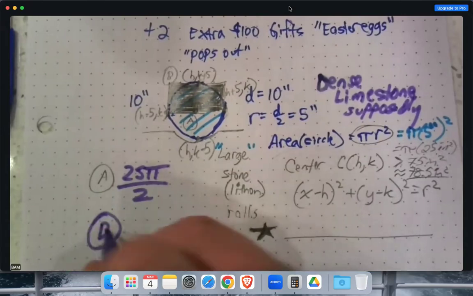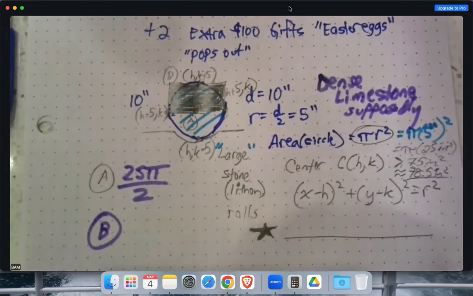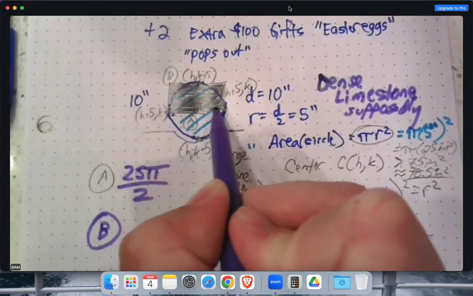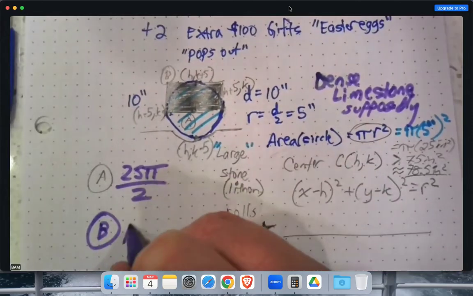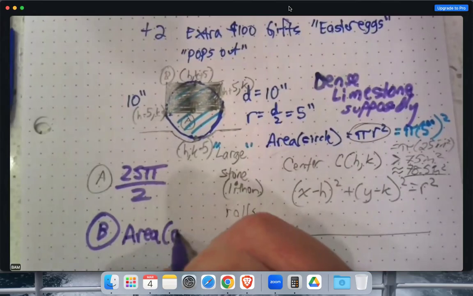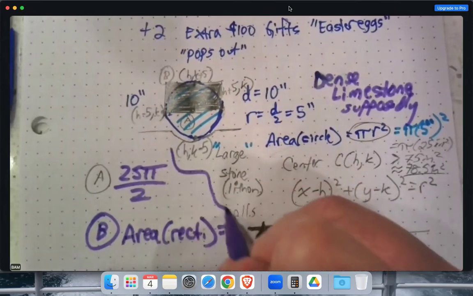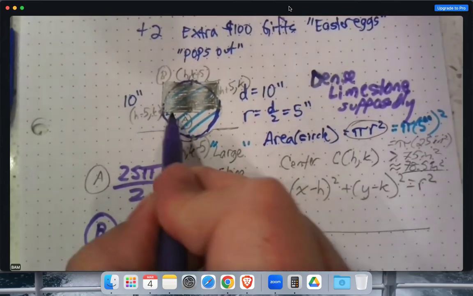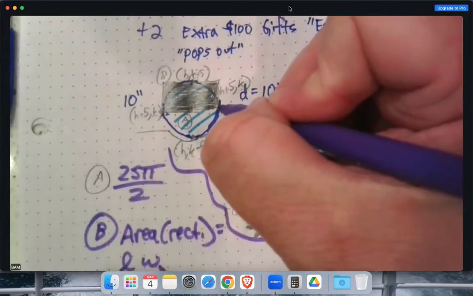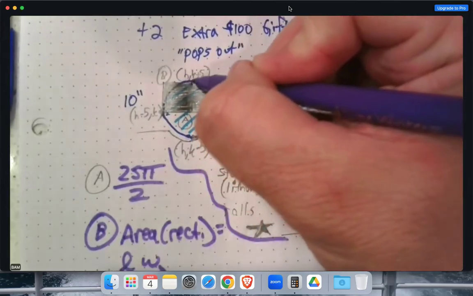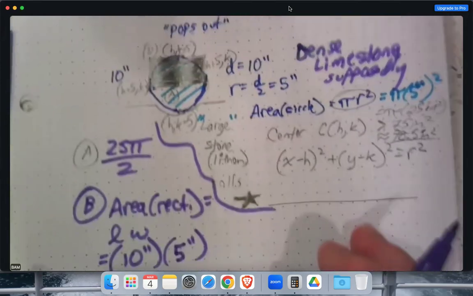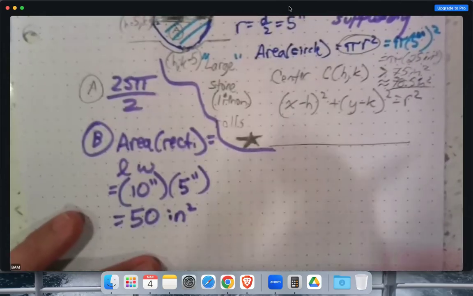The area of region B is 2, 4, 6. So across this is 10 inches. So the area of a rectangle is length times width, which is going to be 10 inches. That's the diameter of the circle, times that far. And from here to there is 5. So 50 square inches. When an inch gets multiplied with an inch, it's a square inch.